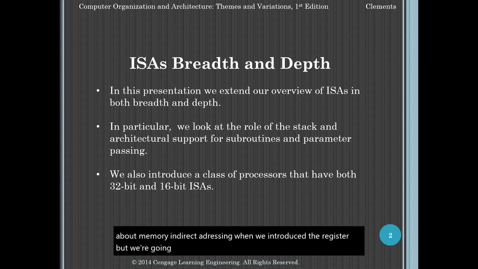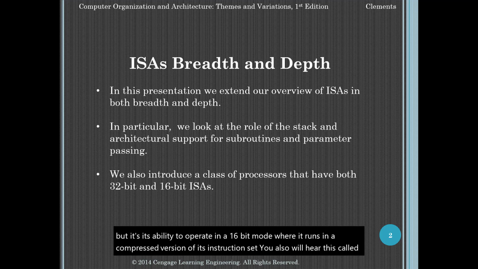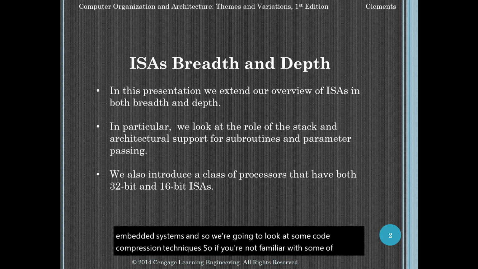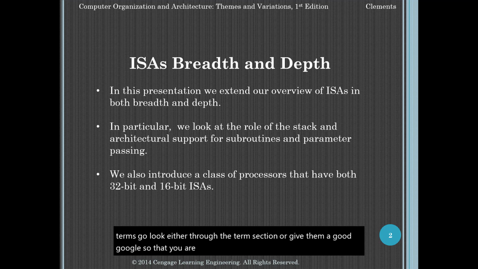And then compressed code, which is an unusual feature of an ARM processor, but it's its ability to operate in a 16-bit mode where it runs in a compressed version of its instruction set. You also will hear this called the Thumb state, and it's really used to reduce the cost of ARM processor-based embedded systems. And so we're going to look at some code compression techniques. So if you're not familiar with some of these terms, go look either through the terms section or give them a good Google so that you understand what we're talking about when we get into those sections.